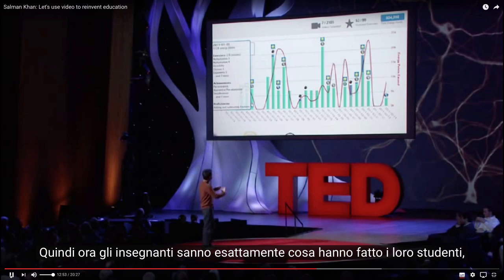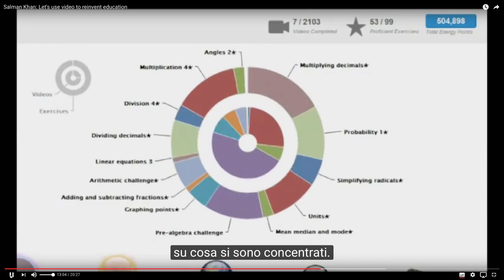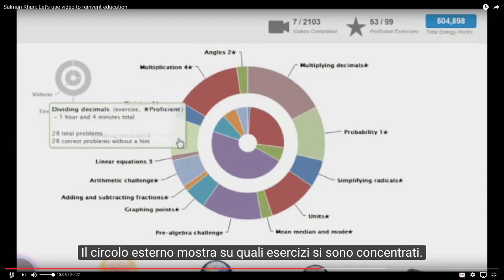so that they can make their interaction as productive as possible. So now the teachers know exactly what the students have been up to: how long they've been spending every day, what videos they've been watching, when they paused the videos, what they stopped watching, what exercises they are using, what they have been focused on. The outer circle shows the exercises they're focused on. The inner circle shows the videos they're focused on.